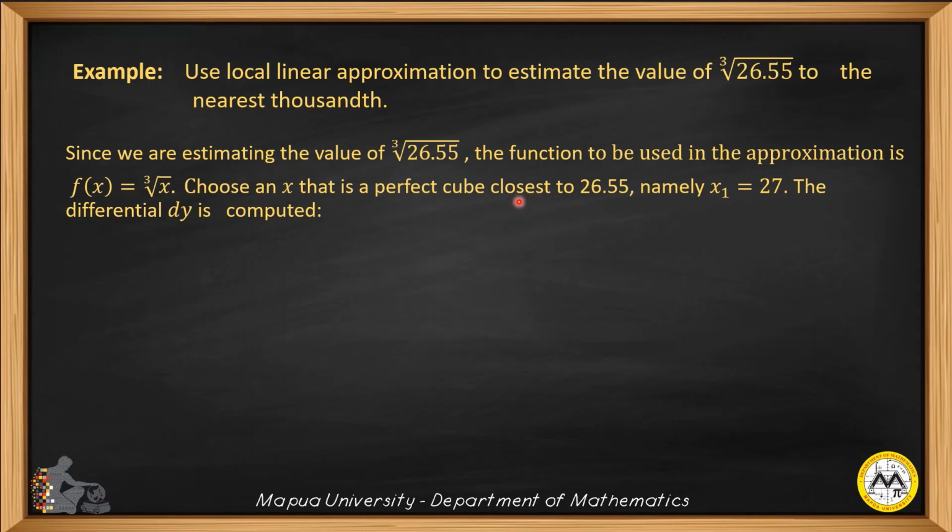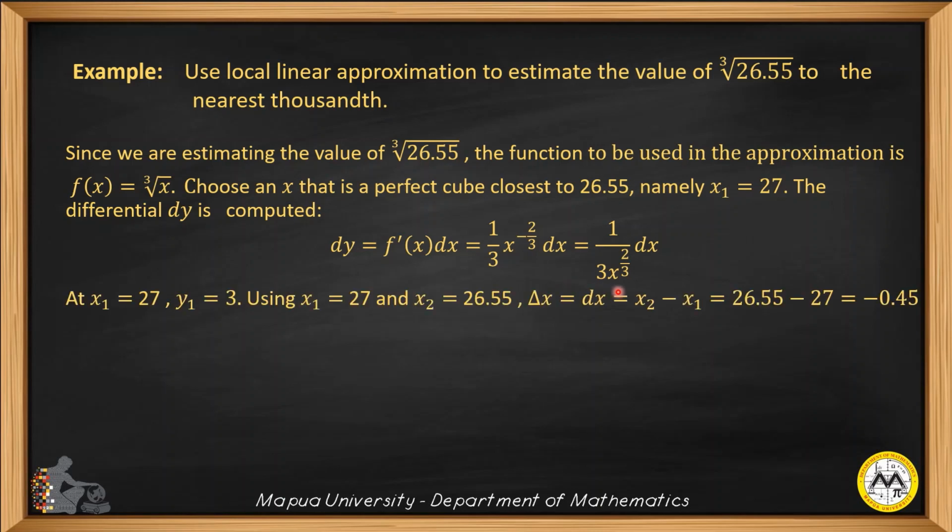Now remember to pick a value that is closest to 26.55 because we want delta x or dx to be approximately 0. So with this, we now can compute the differential dy in terms of f prime of x dx, where the derivative of the cube root of x is given by 1/3 times x to the negative 2/3. Hence, the differential dy will just be the product of 1/3 times x to the negative 2/3 times dx, or you can express it in this form.